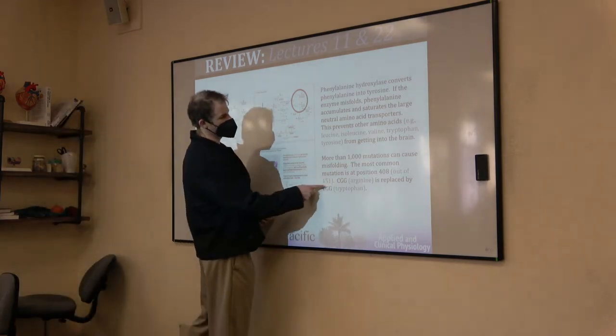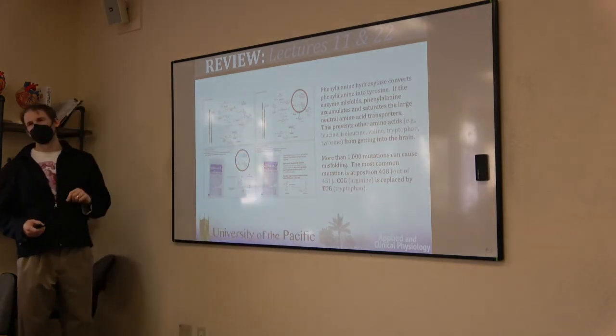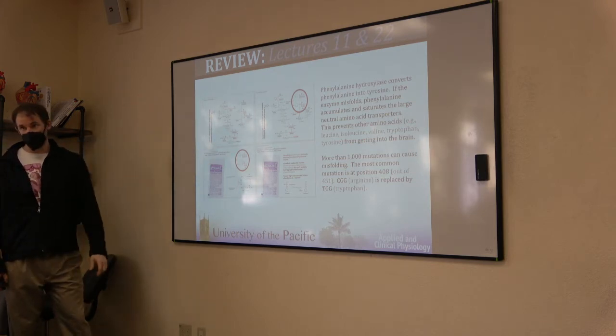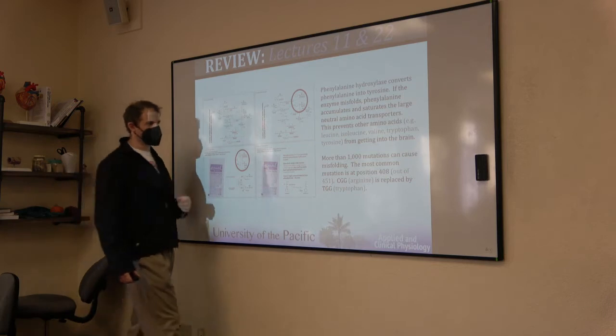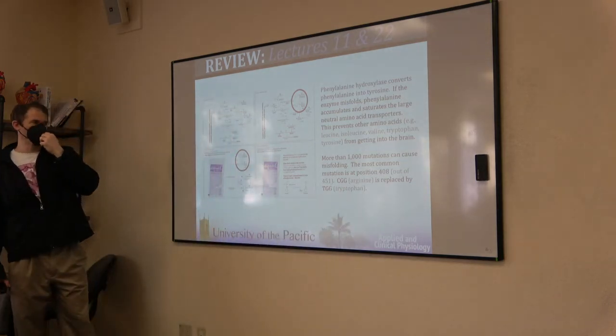Position 408, a C becomes a T. There are some other ones, this is the most common. A C becomes a T. So arginine is replaced by tryptophan. Well, actually, we'll talk about this later from the perspective of getting tryptophan, because tryptophan boards the brain through those large neutral amino acid transporters too.